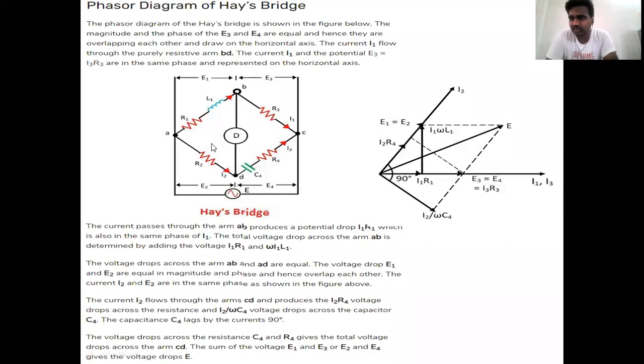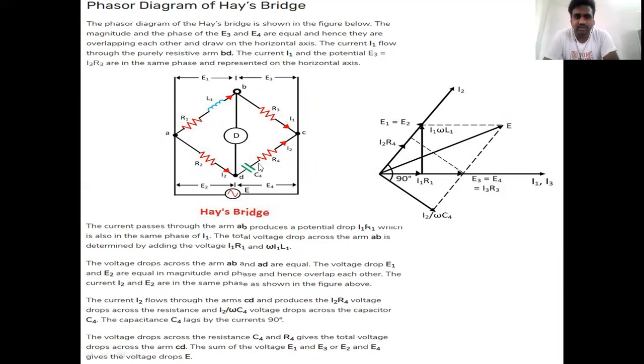While going into the phasor analysis, most of you are very familiar with the concept of Hay's bridge. Coming to the construction: the first arm has a resistance with an inductance, which is the unknown arm. The second arm has a resistance, the third arm also has a resistance path, and the fourth arm has a resistance connected in series with a capacitor. This is the concept of Hay's bridge.